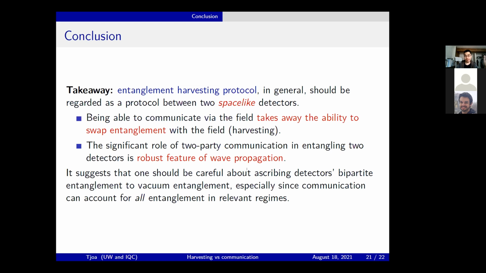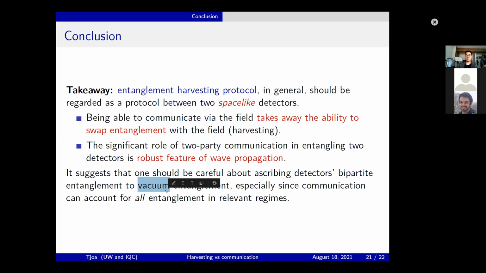This also highlights the significant role of two-party communication in entangling two detectors. And it is significant in the way that it is really a robust feature of wave propagation. You see quantitative differences between the massless and massive cases in higher dimensions, but for the most part, the commutator essentially takes the spotlight. And that's why one really has to be careful about ascribing the entanglement that the detectors obtained after interaction to the vacuum entanglement.